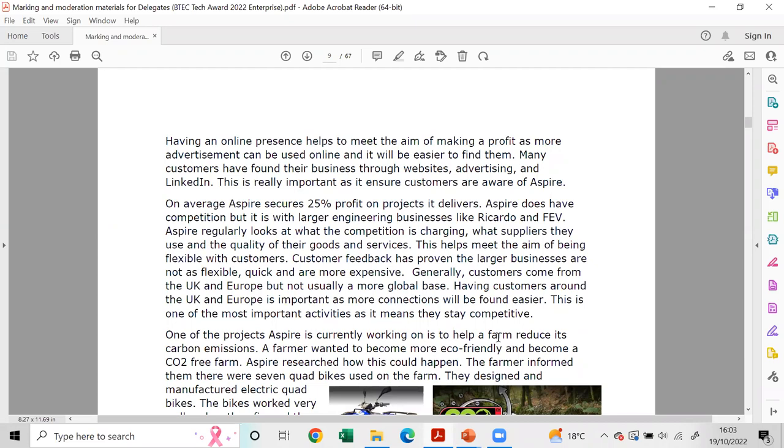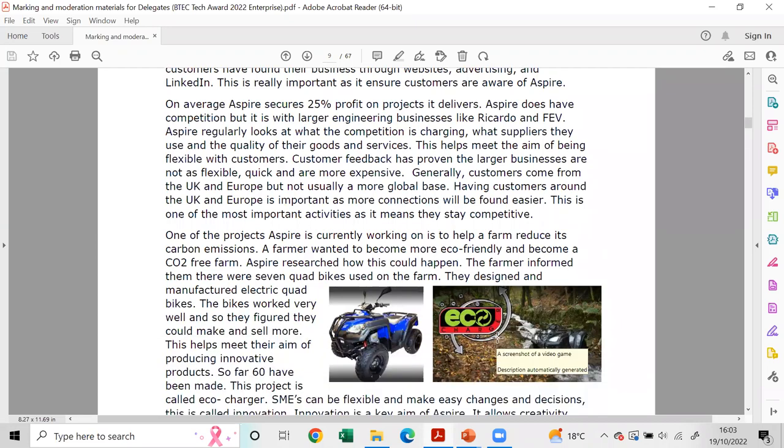If you go further, in terms of the projects they're working on, it's again partially detailed. It doesn't necessarily follow on very well to linking it to an aim, and it doesn't follow from the sentences that precede it. If you look at the last few sentences, they've looked at the fact that they secure 25% profit on projects, then they go on to customer feedback, and then they say customers come from the UK and Europe. That doesn't necessarily link onto the customer feedback having proven not as flexible, or more expensive for larger companies. So it doesn't quite link very well.